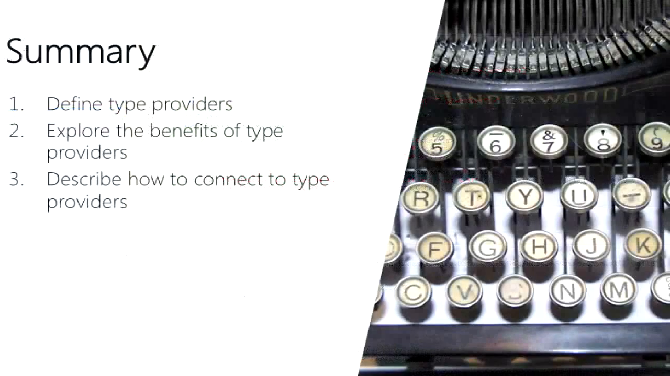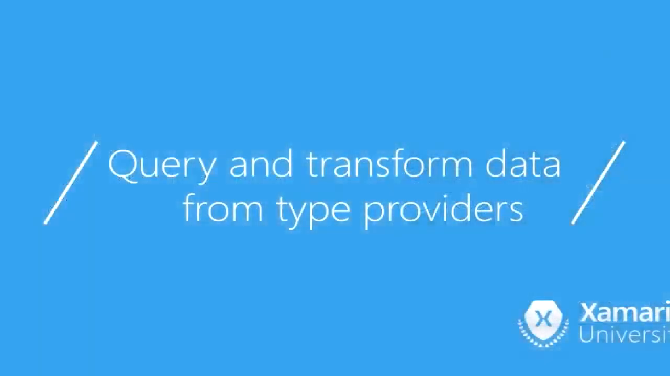So that concludes our first objective, where we've had a look at type providers, we've defined what they are, we've had a look at some of the benefits of type providers, and also gone through an exercise outlining how to connect to type providers and access the data. So now that we've got the basics of type providers down, let's look at how we shape the data coming from the provider.